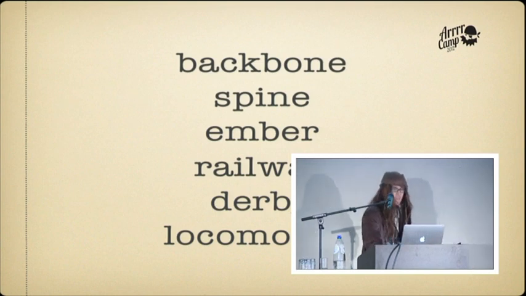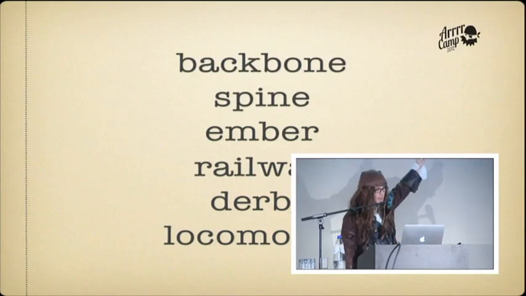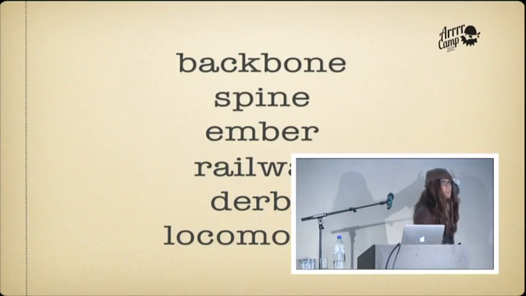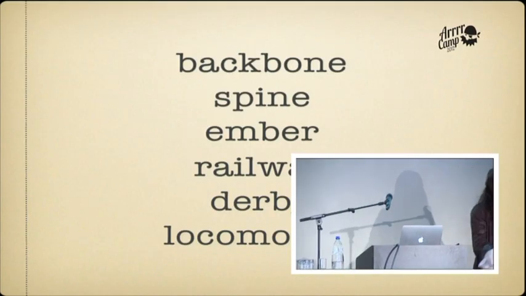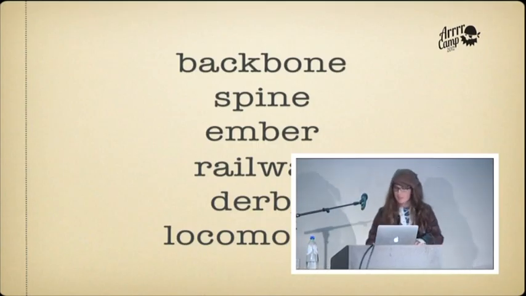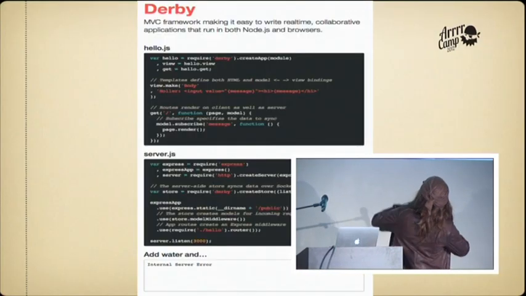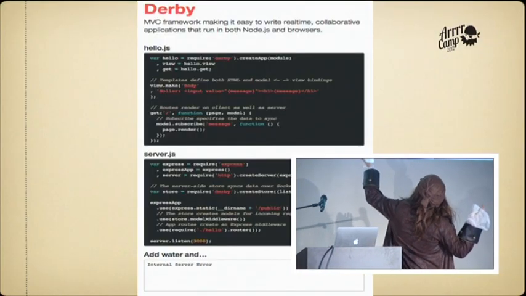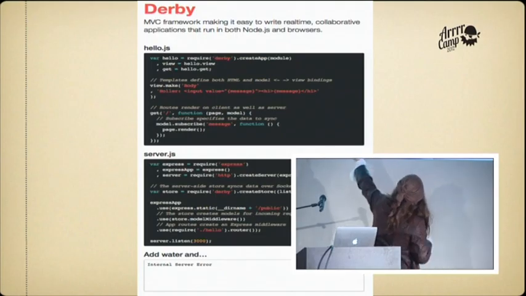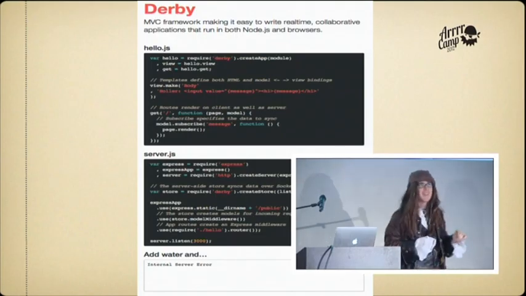That's good. Derby is cool because it uses Racer to synchronize data between the server and client. Locomotive is quite like Rails, and I think Railway is quite a lot like Rails as well, where people are trying to apply the same thinking as in Rails apps to front-end apps with varying degrees of success, because here was where I was when I looked at the Derby documentation. So you've got your hello.js, which is used on the client and the server, and the server one, which is just used on the server, but includes that, and add water and internal server error.